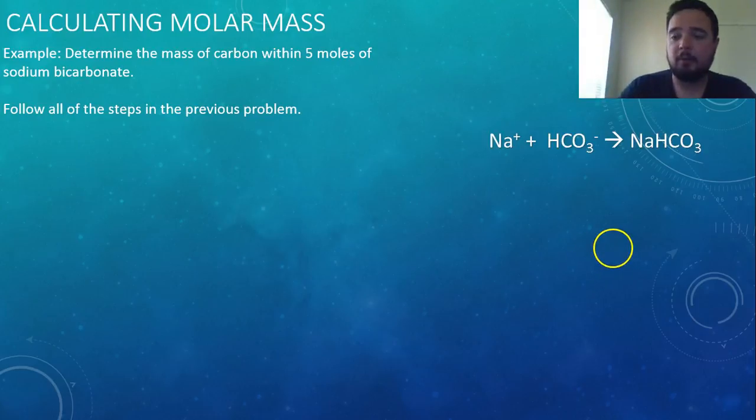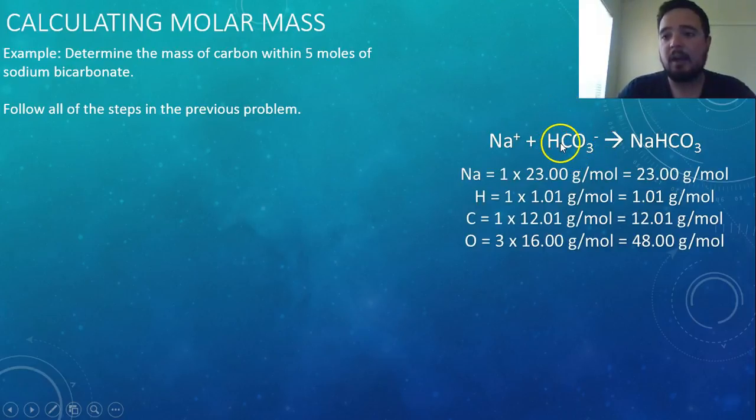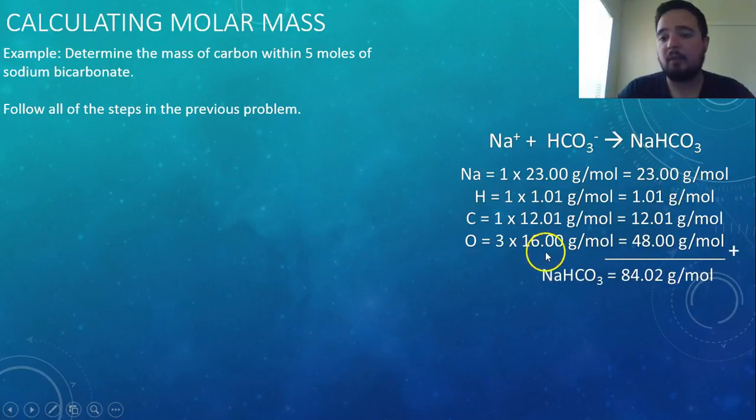We identify the proper chemical formula, so we know it's a sodium ion plus a bicarbonate polyatomic ion. Then I have to get the gram atomic weights for each individual element. I have 1 sodium times that. Hydrogen I only have 1 of. Carbon I only have 1 of, and I have oxygen of 3. So I multiply those all together and I get this total for each individual element. Then I add them up and I get the molar mass of sodium bicarbonate in general.